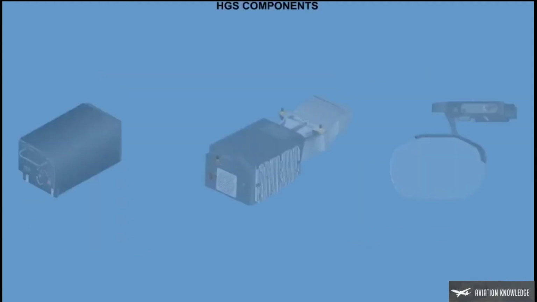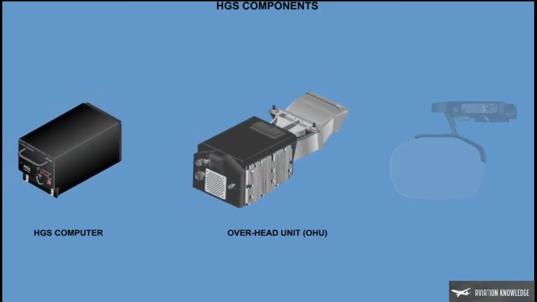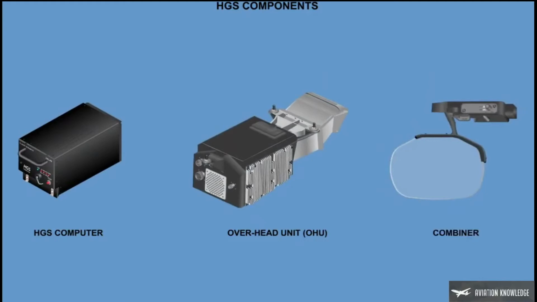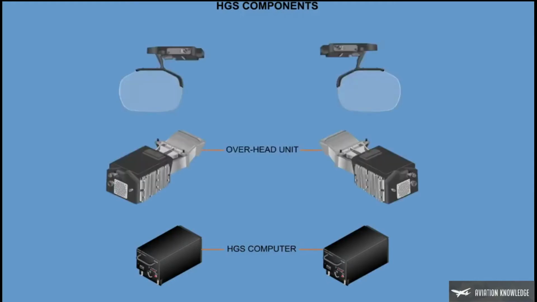The HGS is composed of three components: HGS computer, overhead unit, or OHU, and combiner. For dual installation, the two identical HGS computers operate independently, providing identical symbology views to both pilots. The two overhead units and combiners operate independent of each other, one for the left side and one for the right side.